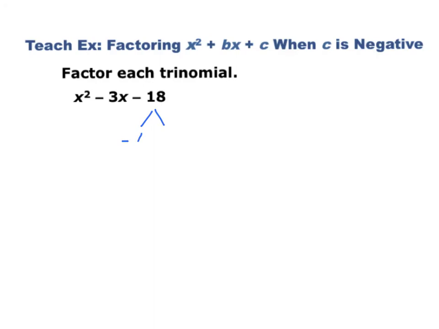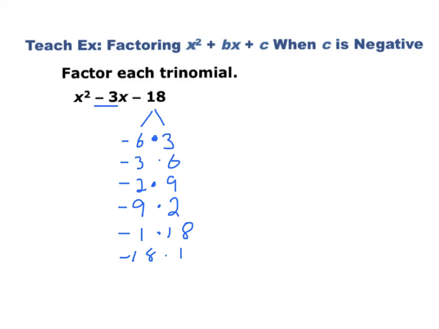which means I'm going to have negative 6 times 3. Then I'm going to put a negative 3 times 6, and a negative 2 times 9, negative 9 times 2, negative 1 times 18, and negative 18 times 1. And by the way, these are times, not subtractions. Just to clarify that. Okay, now we're going to add up each of these, and I'm looking for a negative 3. So, negative 6 plus 3 gives us negative 3.